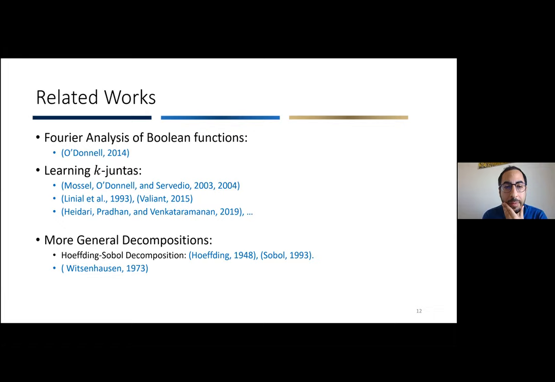There are some related works on Fourier expansion, mainly O'Donnell's work, and also some results on learning k-juntas, which are basically a set of functions that depend only on k variables. And we also have more general decompositions, namely Hoeffding-Sobol decompositions, where they use conditional expectation as a measure to decompose a function. And we have this well-known result of Witsenhausen in information theory, which also characterizes the maximal correlation.